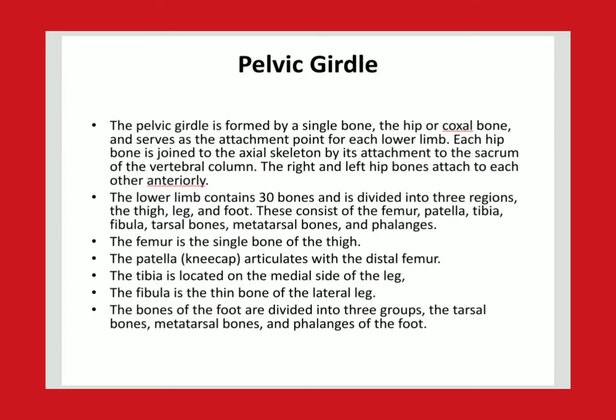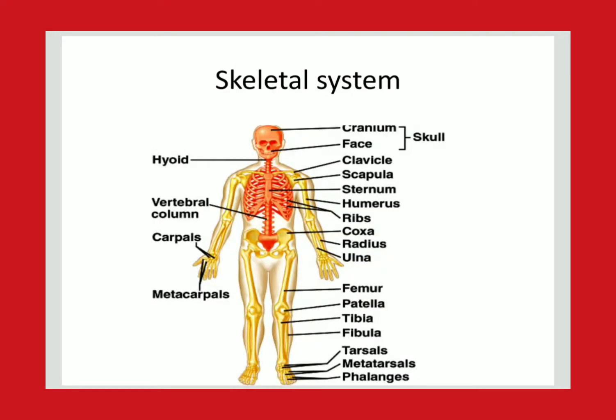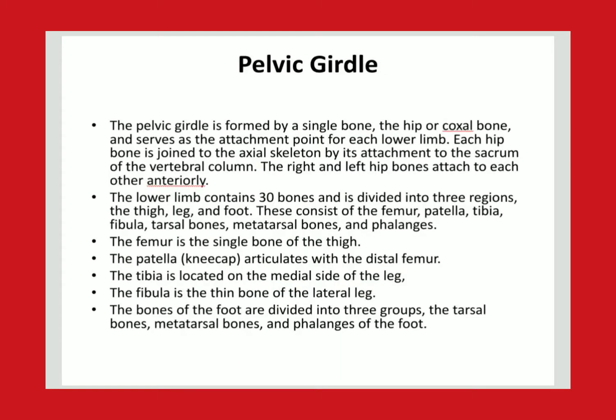Whereas the pelvic girdle is formed by a single bone, the hip or coxal bone, and serves as the attachment point for each lower limb. Here you can see the coxa region. Each hip bone is joined to the axial skeleton by its attachment to the sacrum of the vertebral column. The right and left hip bones attach to each other anteriorly.